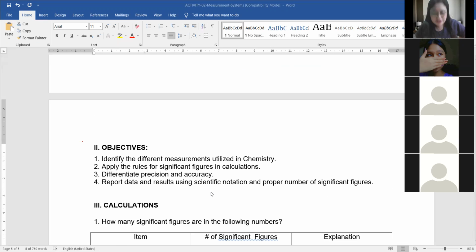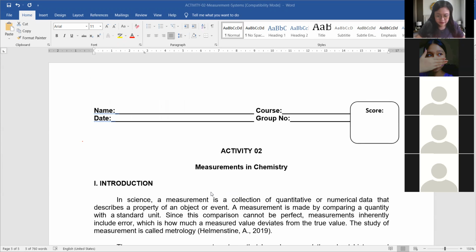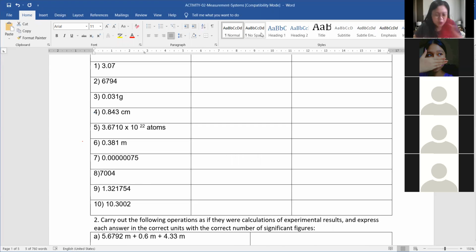Any question for this activity? Excuse me, ma'am. Yes? Direct answer lang po ilagay, ma'am, or do we have to include the solutions po? You have to include the solution. Okay, very good po. You have to include the solution.